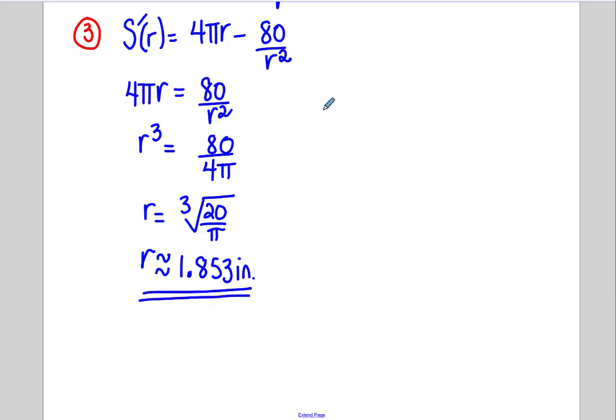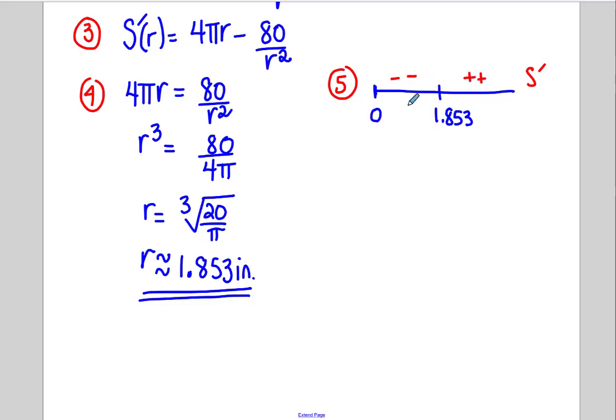And again, if you check, let's see, this was solving for 0. And then if we check on our number line, we have to have a domain bigger than 0. And we're making the radius 1.853 inches. So the derivative of the surface area is negative on this piece and positive on this piece, which verifies that we have a minimum. We wanted to minimize the amount of aluminum, but now we need to know what the height is.